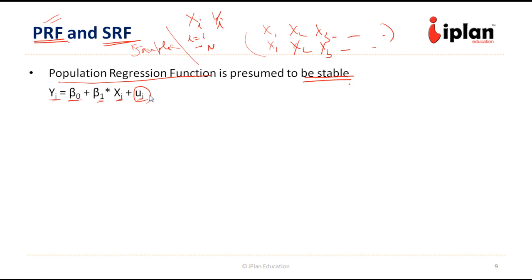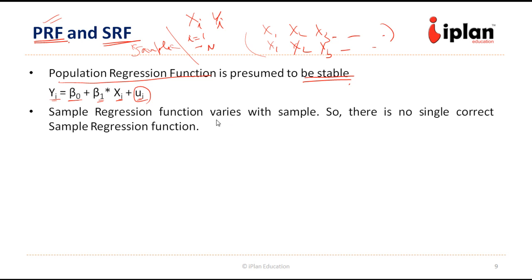While if we talk about the sample regression function, that is going to vary with the sample. We have different samples from the same population. Each sample is going to have different elements. So naturally the values of the coefficients which we are going to estimate, the slope coefficient and the intercept coefficient, are going to be different. So that is why our sample regression function might be different. So there is no single correct sample regression function.